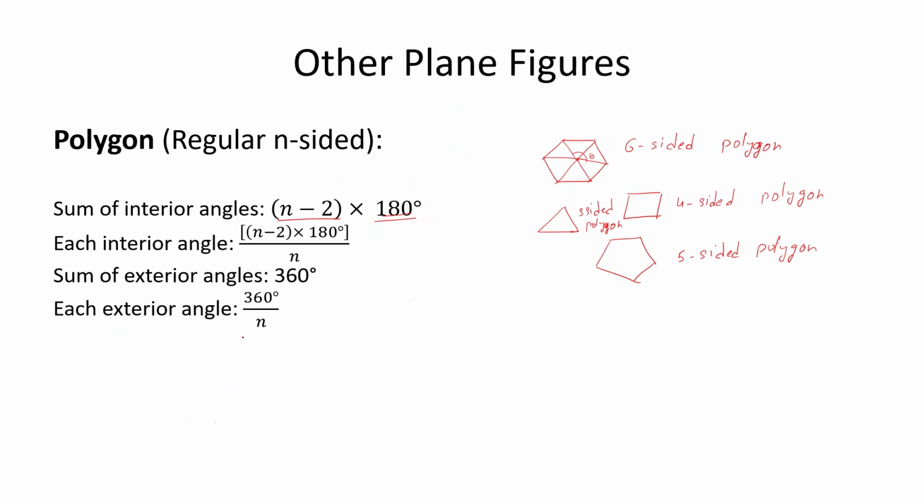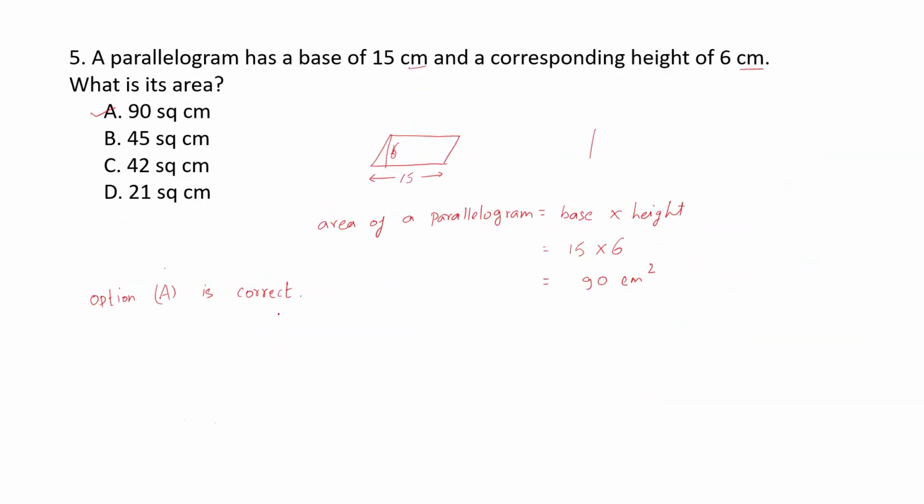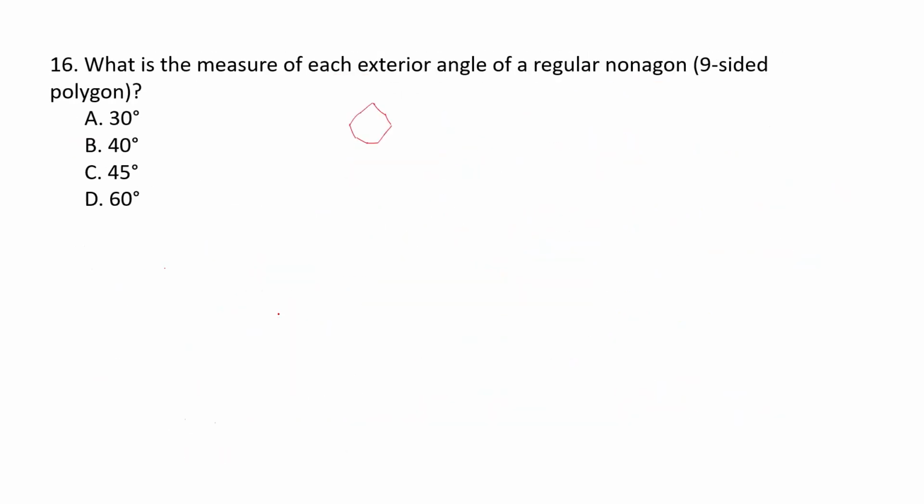So each exterior angle is 360 by n. Each exterior angle is equal to 360 degree upon n. N is 9 here. So 360 degree upon 9. 9 fours are 36, so it is 40 degree. Option B is correct.